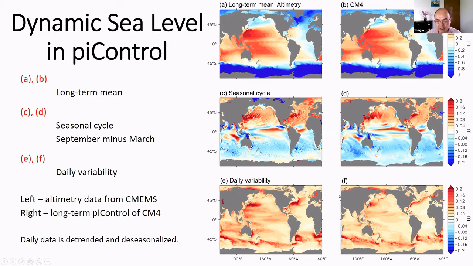Panels E and F here show the daily dynamic sea level variability associated with mesoscale eddy. The data is detrended and deseasonalized. You see CM4 actually underestimates the mesoscale ocean eddy activity along the west boundary current.